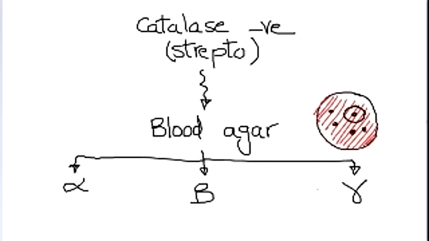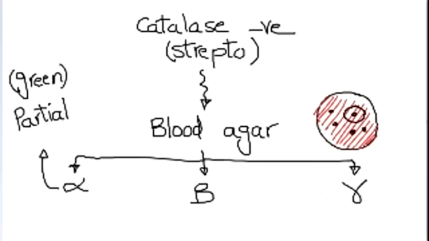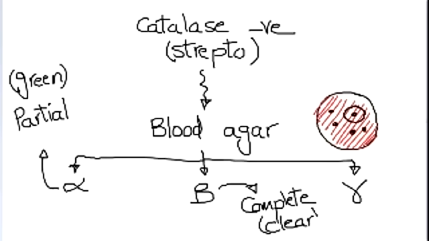You will get a clear area around each colony. I'm so sorry. The alpha hemolysis means partial hemolysis, so you will get a green area around each colony. The green area means partial destruction of RBCs and formation of biliverdin. The biliverdin looks green. And beta means complete hemolysis, so you will get a completely clear area around each colony. And the gamma hemolysis means no hemolysis, non-hemolytic bacteria.